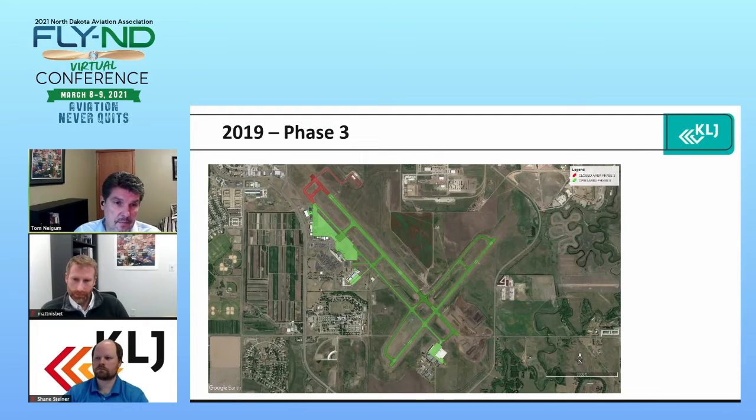So lots and lots of effort. The engineering part was probably the easiest part of it. It was really the coordination, the phasing and the planning of each phase, and trying to match that up with what funding was available each year was the biggest challenge.